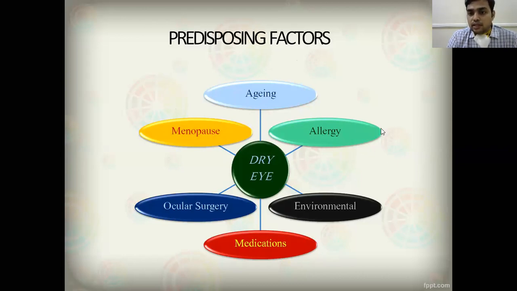And because of allergic conjunctivitis and environmental factors like low humidity and high wind environment, and ocular surgery like post-LASIK surgery, there is decreased innervation of the cornea, and decreased sensation of the cornea. There is a decreased reflex lacrimation, and there are various medications which also lead to dry eye. So these are all predisposing factors of the dry eye.